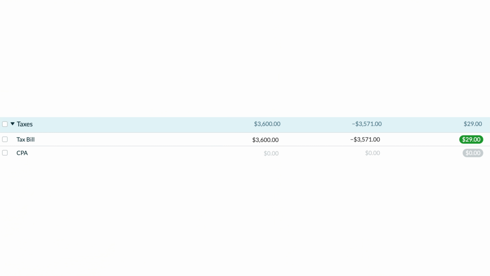In the taxes category, we spent $3,571 on taxes because that's what we owed the IRS this year. So we were positive $29, which is good. I couldn't remember the exact amount he had told me. I knew it was around $3,600, so that's why I put that number in there.